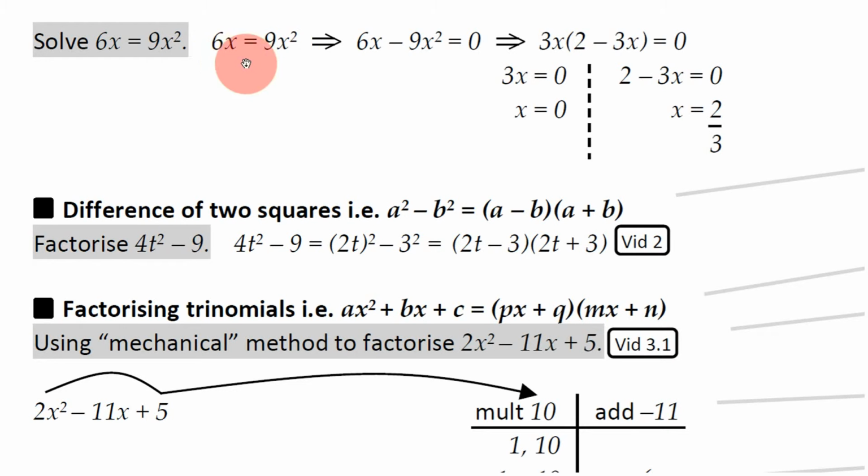So if we divide by x, we would have got 6 equals 9x, and that would have solved to become x equals 2/3, ignoring the other solution, which is x equals 0. So we can't do it the usual way where we just make something the subject. We've got to factorize so that it keeps the solution.